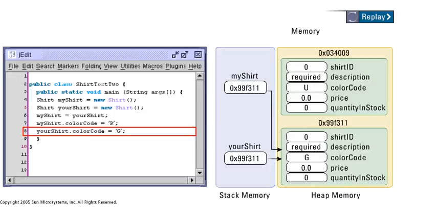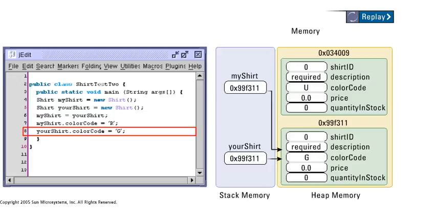So in this example, we are again creating a myShirt variable that will hold one reference to a shirt object and creating that associated shirt object. We are also creating a yourShirt object reference variable and its associated shirt object. Now in line 6 is where things get interesting. We are taking the object reference stored in the yourShirt variable and copying it into the myShirt variable. So now the myShirt reference variable is no longer referring to its original shirt object, but it is now referring to the same object as the yourShirt variable.